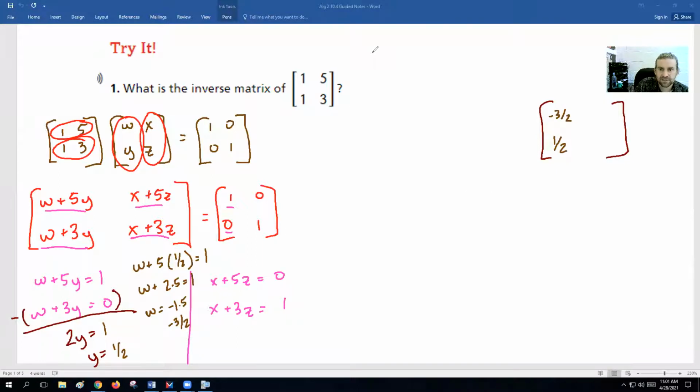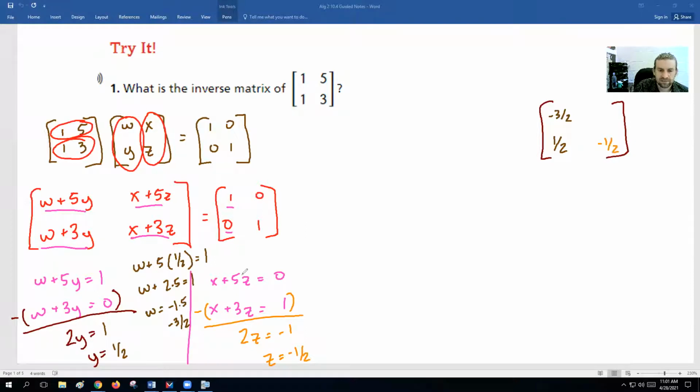Okay, so let's repeat that step over here with the x's and the z's. All right, I think it might be easier to subtract the x's here. x minus x goes away. 5z minus 3z is 2z. 0 minus 1 is negative 1. So z would equal negative 1/2.